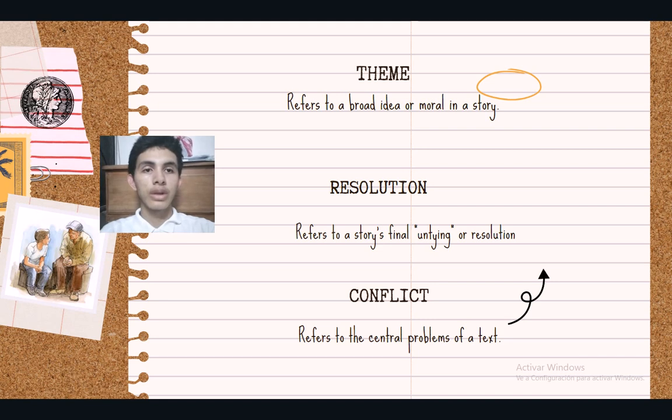Theme refers to a broad idea or moral in a story. Resolution refers to a story's final outcome or resolution. Conflict refers to the central problems of a text.